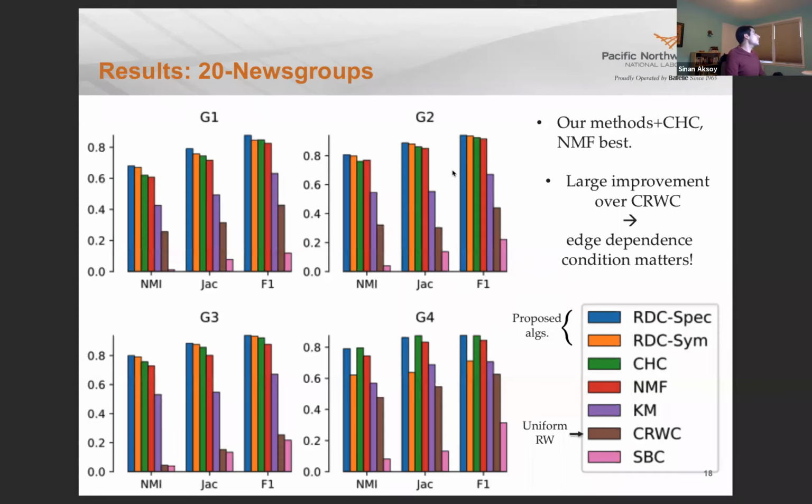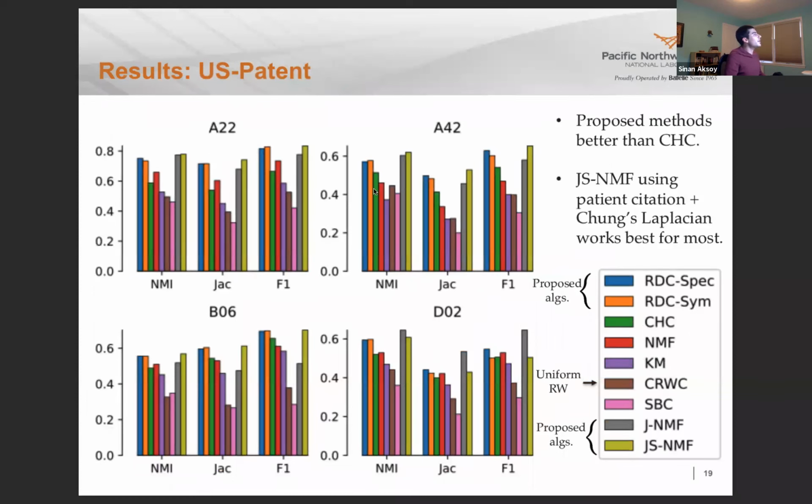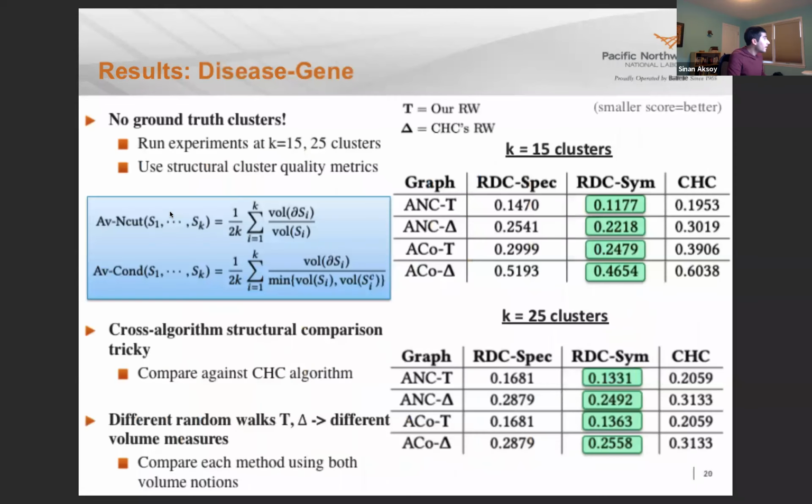Sure, yeah. The main thing that we found is that our method does better. It's close to the CHC in some cases. In other cases, it's slightly better. But there's a very large gap between that and the uniform random walk. So those edge-dependent vertex weights end up being quite important. And we found something similar for the disease gene data set using some structural quality metrics. In that case, the RDC sim method worked best.